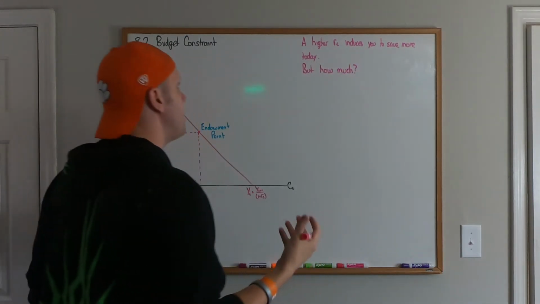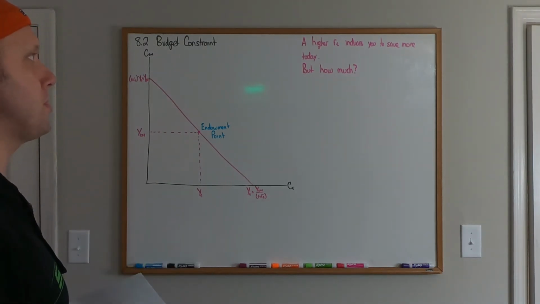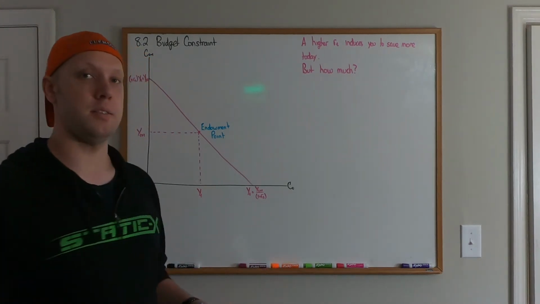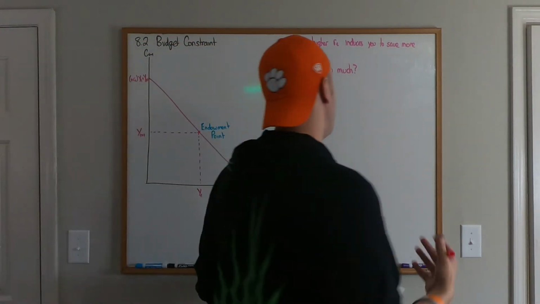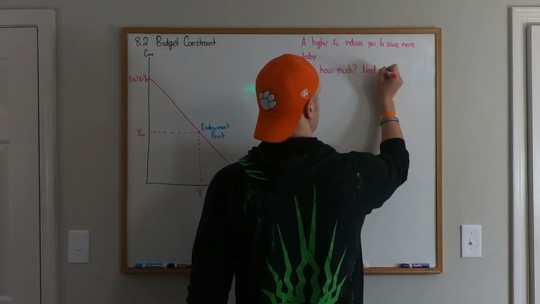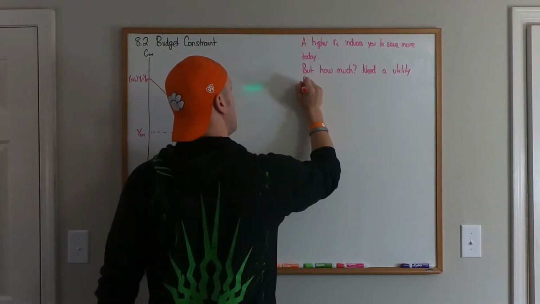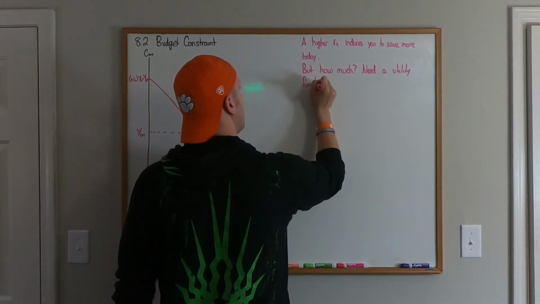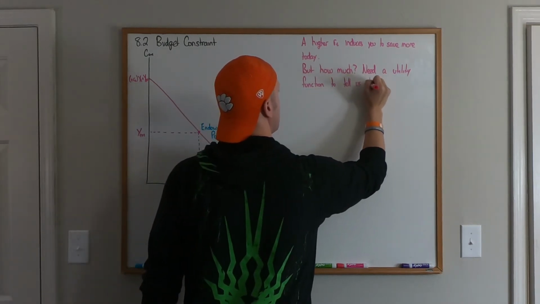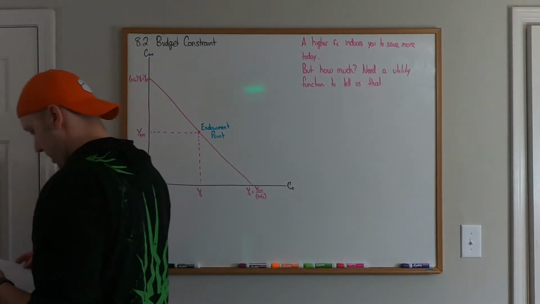So I'm going to ask, how much is it going to induce you to save? Right? If the interest rate goes up by 1%, how much more are we going to save? Well, the budget line doesn't tell us that. What does tell us that is the utility function. So we need a utility function to tell us what that's going to be.